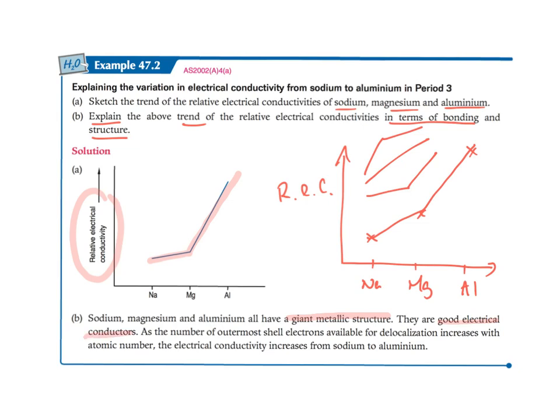So the bonding will be related to the metallic bond, and why there is an increase in the electrical conductivity, you have to talk about the number of outermost shell electrons increasing with the atomic number. The larger the atomic number, the more outermost shell electrons can be shared, so therefore electrical conductivity will increase, from sodium to aluminum, things like that. That will be pretty easy.